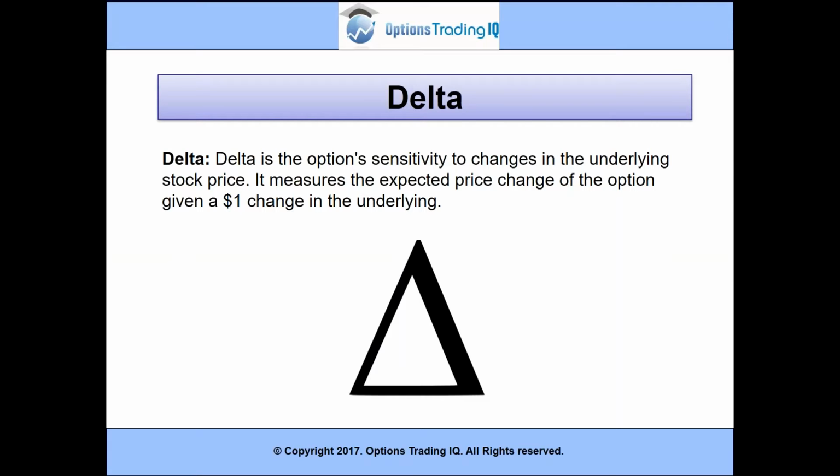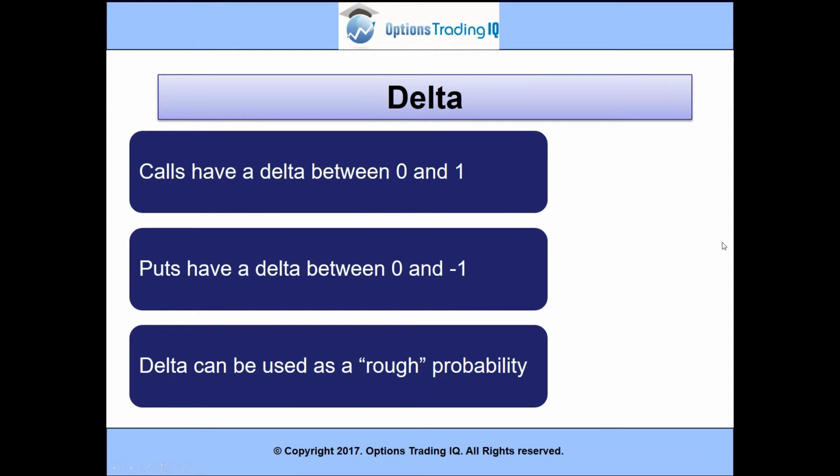Okay, so delta, one of our key Greeks, measures the option's sensitivity to changes in the underlying stock price. It measures the expected price change of the option given a $1 change in the underlying. So we talked on Tuesday, if you've got a delta of 50, the stock moves $1, your option price is going to change by 50 cents. If you've got a delta of 20, stock moves by $1, your option price is going to change by 20 cents. Okay, so a high delta means you've got a high exposure to price changes.